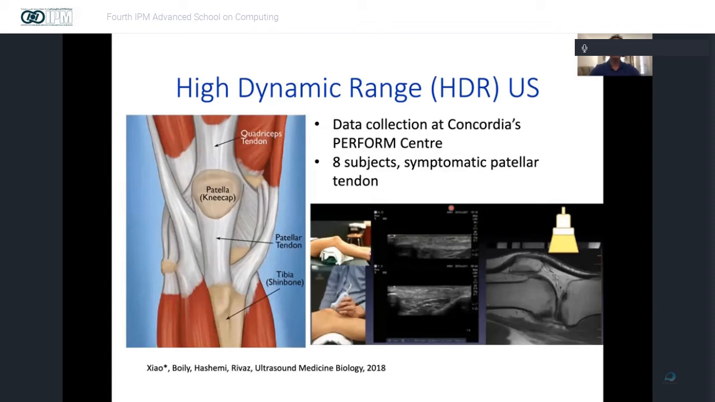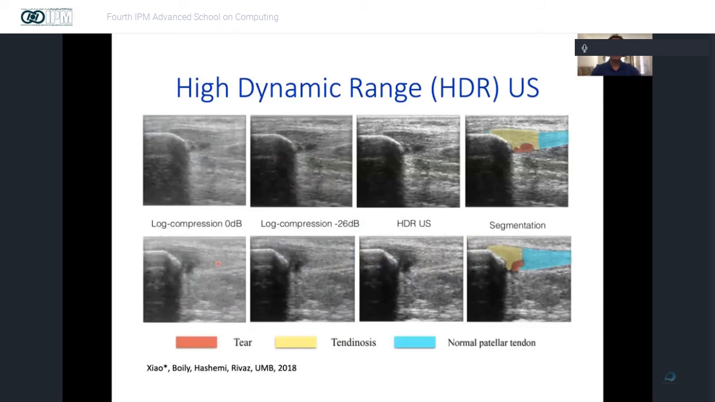traditional B-mode imaging. We applied this to imaging the patellar tendon. We tested patients with tendinosis, which is a problem that happens when you're on a basketball team or a volleyball team and you jump a lot, or for whatever reason you're using your knee a lot and you get tendinosis. We were able to see much better contrast in ultrasound images of the tendon.